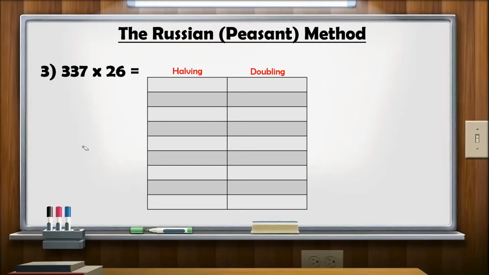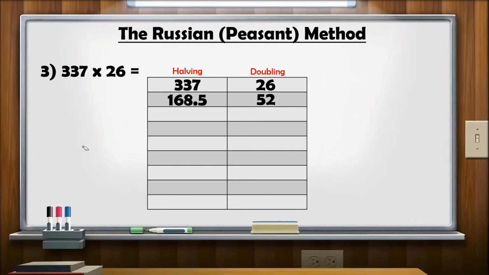Now, the first set of numbers I'm going to use are going to be taken from the question. And again, you can write them in any order. So in this case, I'll be using 337 and 26 in the order in which the question has been written. So I'm going to do what my columns are telling me. So my left-hand column, I'm going to half. So half of 337 is 168.5. I'm going to double my right-hand column. So double 26 is equal to 52.